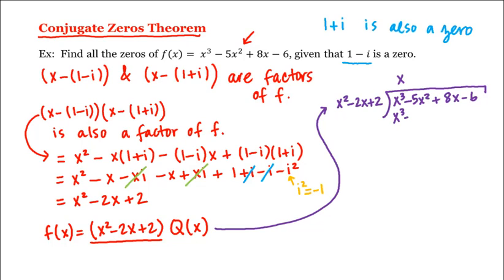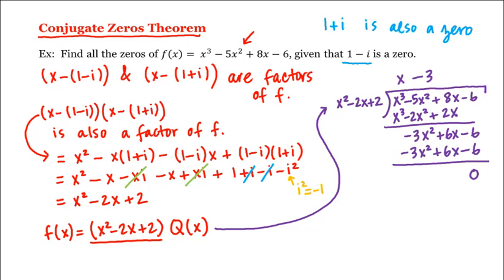and x times x squared minus 2x plus 2 is x cubed minus 2x squared plus 2x. And now subtracting, we have negative 5x squared minus a minus 2x squared is negative 3x squared. And then 8x minus 2x is plus 6x. And we still have the negative 6 here. Now x squared goes into negative 3x squared negative 3 times. And negative 3 times x squared minus 2x plus 2 is negative 3x squared plus 6x minus 6. And when we subtract, we get 0.